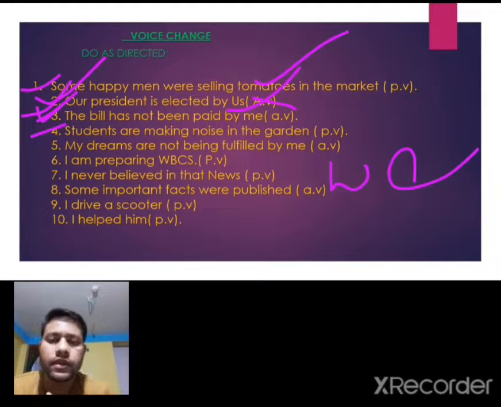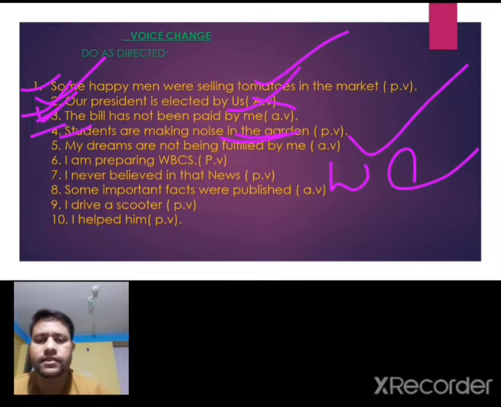Number four: students are making noise in the garden. This is in the present continuous tense. As we know the structure, we can take garden maybe in the middle, or we can put it at last. Noise in the garden is being made by the students. So this is also done. Or, noise is being made by the students in the garden. Yes, this could also be done.